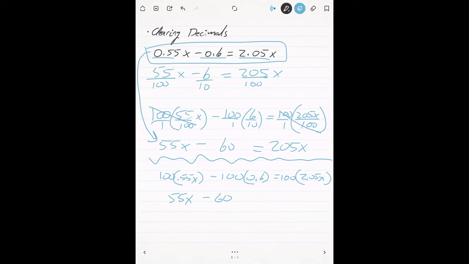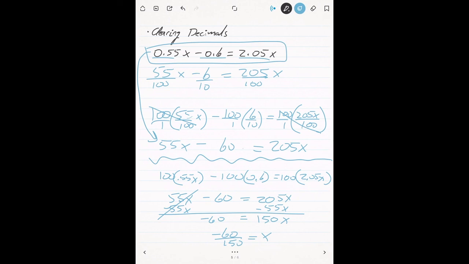55x minus 60 equals 205x. And it's as simple as that. We can go ahead and solve this. I'll subtract 55x from both sides. I have negative 60 equals, let's see, 205 minus 55. Well, minus 5 gets me to 200, minus the rest of the 50 gets me to 150x. And then if I divide that, I get negative 60 over 150 equals x. We could simplify that, but we're good for right now.